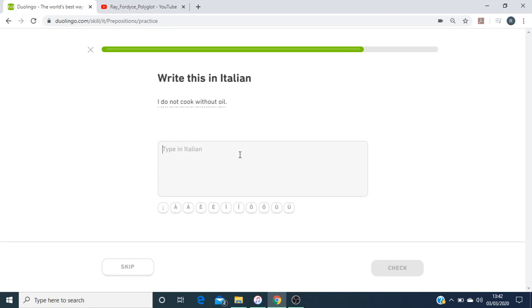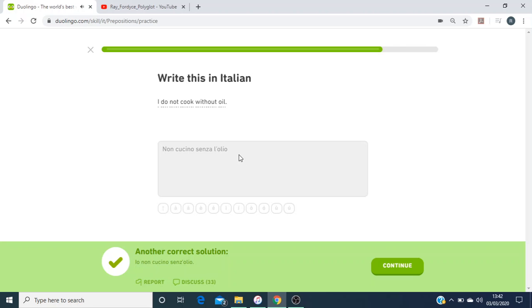I do not cook without oil. Non cucino senza l'olio. Yes, I can also just merge the two and say senz'olio.